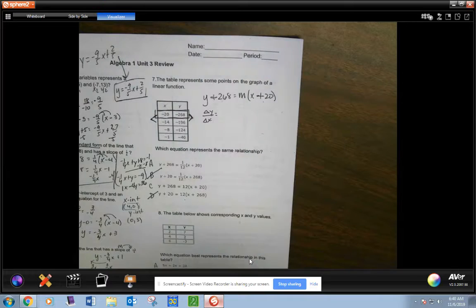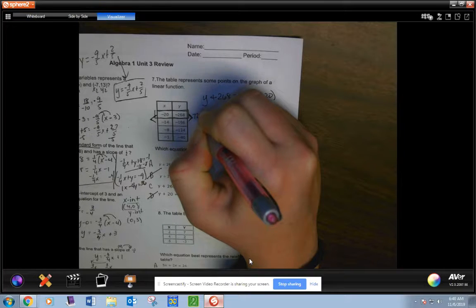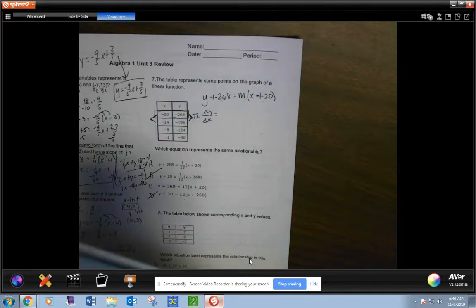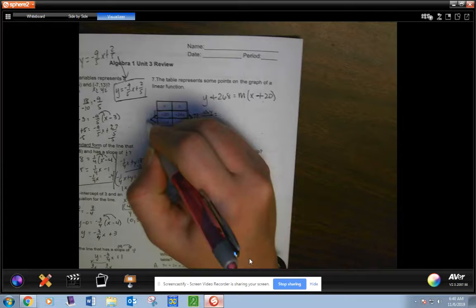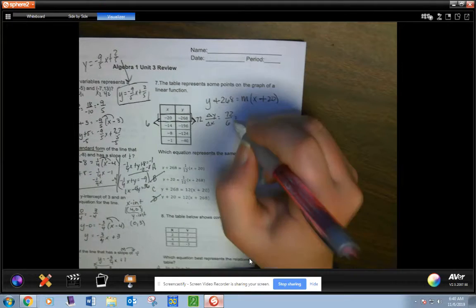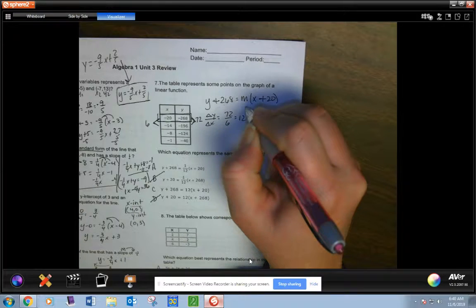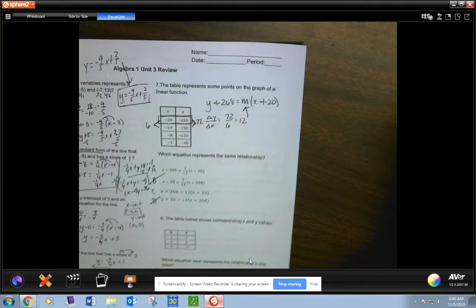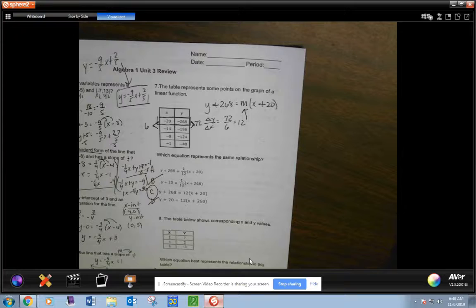Okay, from negative 196 to 268, that has a change of 72. And from negative 20 to negative 14, that has a change of positive 6. So I put 72 over 6. And 72 over 6 will simplify to 12. So now I know that my m is 12. So my answer has to be C.